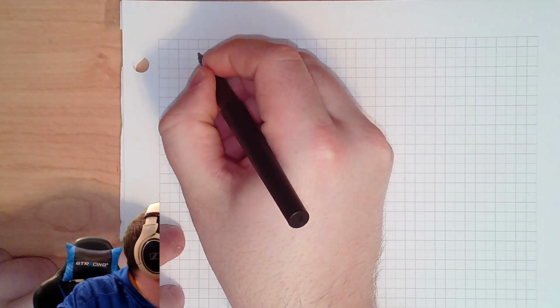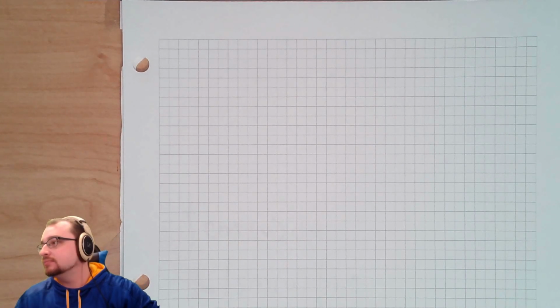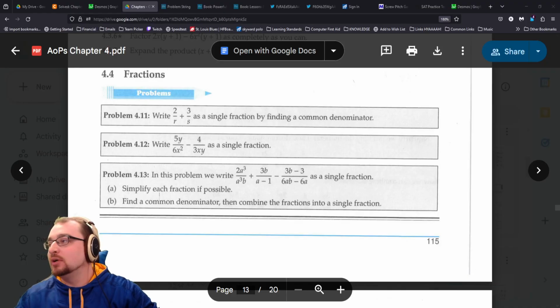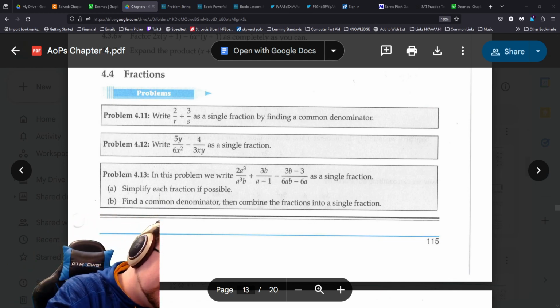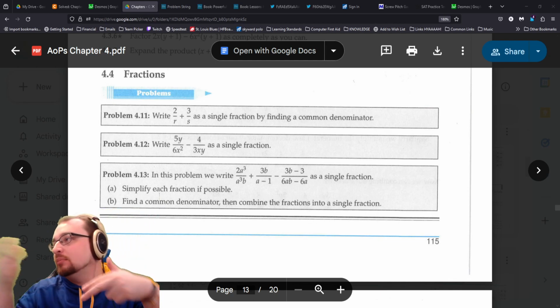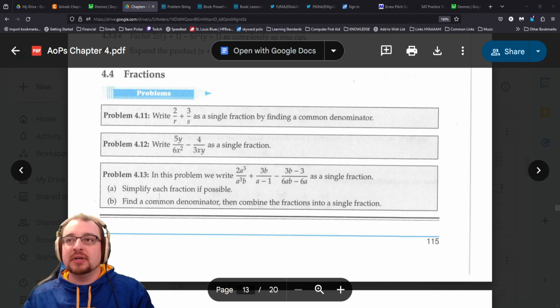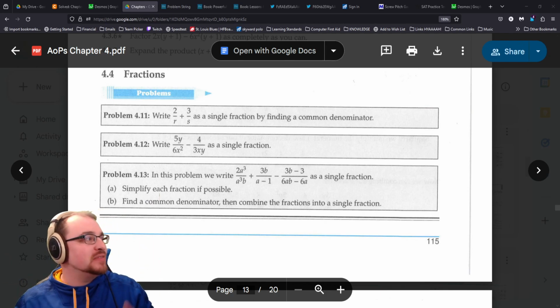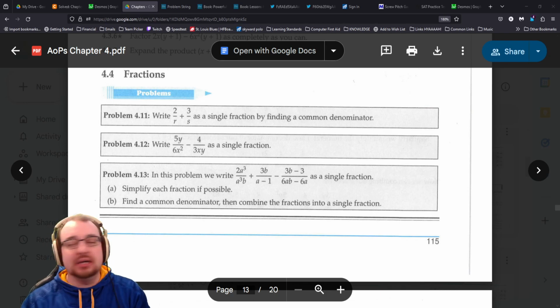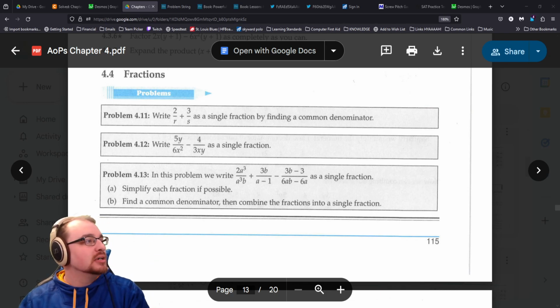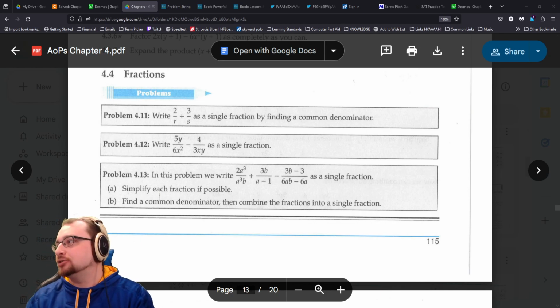So this next one, let me show you. This one down at the bottom here, 413. It says, in this problem. So you know whenever they say, in this problem, we blah, blah, blah, they're showing you how to do it because it's an extra tricky one, right? So they've got part A, part B. Those are the steps to do, kind of, right? So in this problem, we're writing 2a cubed over a cubed b plus 3b over a minus 1 minus 3b minus 3 all over 6ab minus 6a as a single fraction.